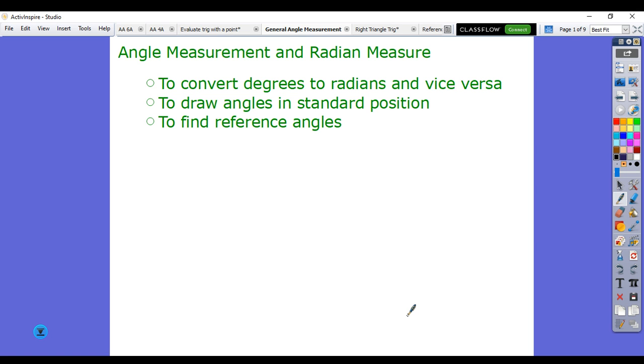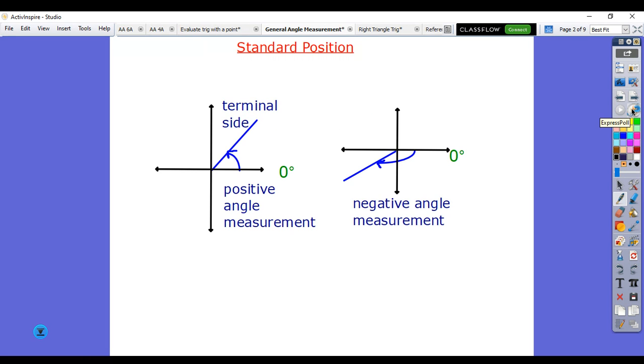Okay, for this lesson, we're going to be talking about angles and radian measure and talking about reference angles, a whole bunch of different stuff, but it's really not too bad of a lesson. All right, so the first thing that I want you to draw out is what we consider standard position.